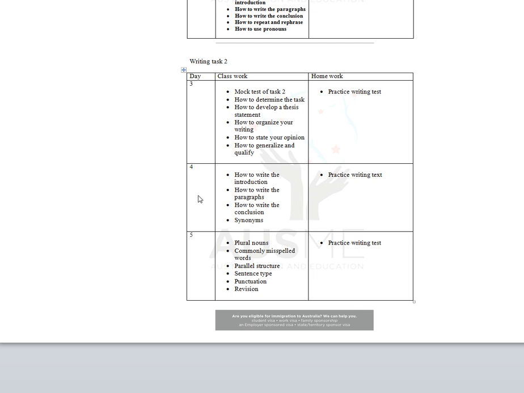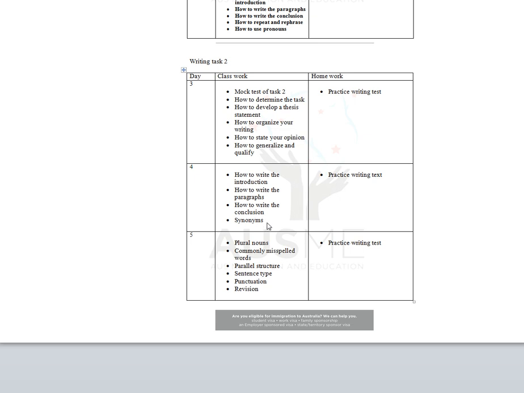For day 4, then we have specifically going to the paragraphs, how to write your introduction, so the first paragraph, and then how to write your body paragraph, so the other paragraphs that you have in the middle between the introduction and the conclusion. And we'll talk about how to write the conclusion.